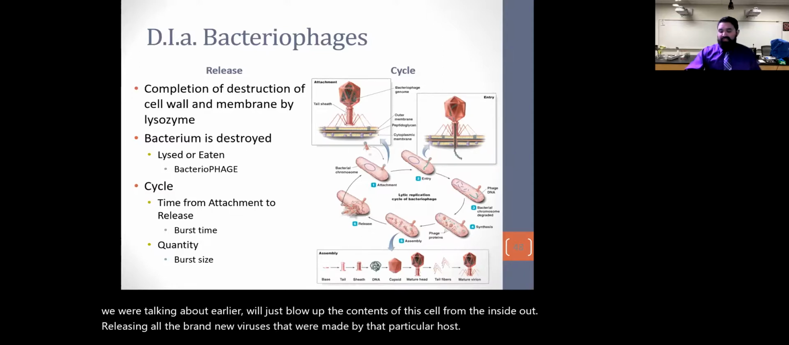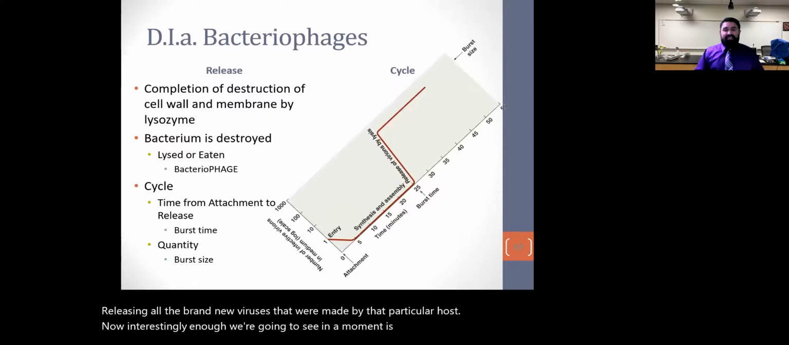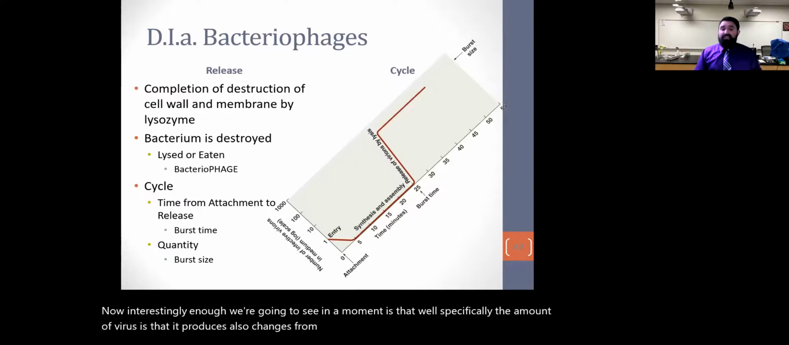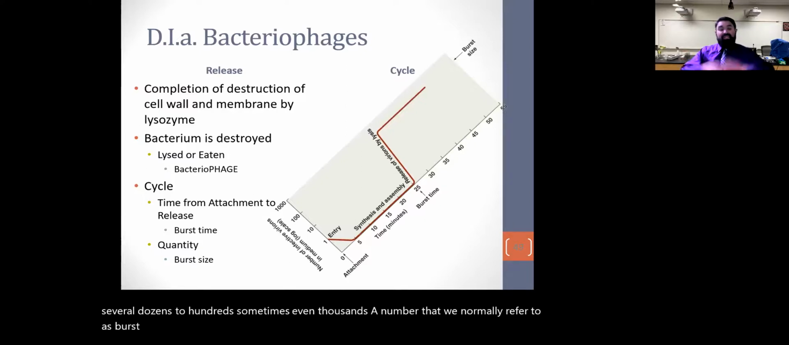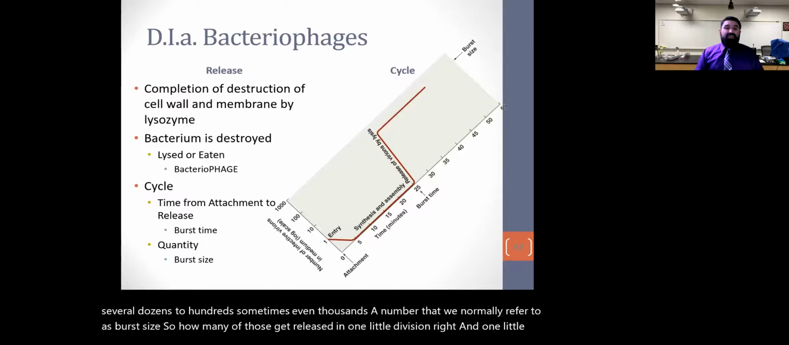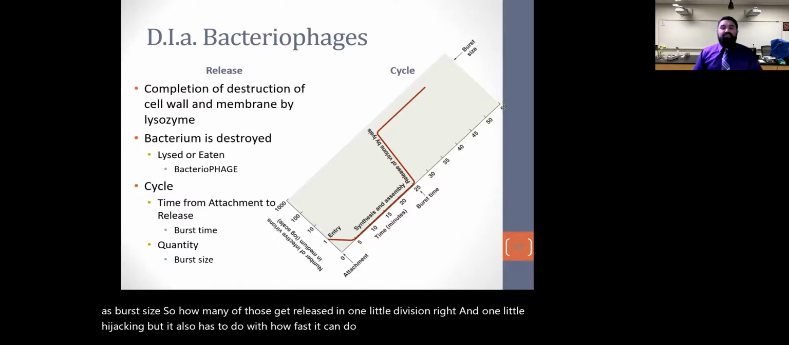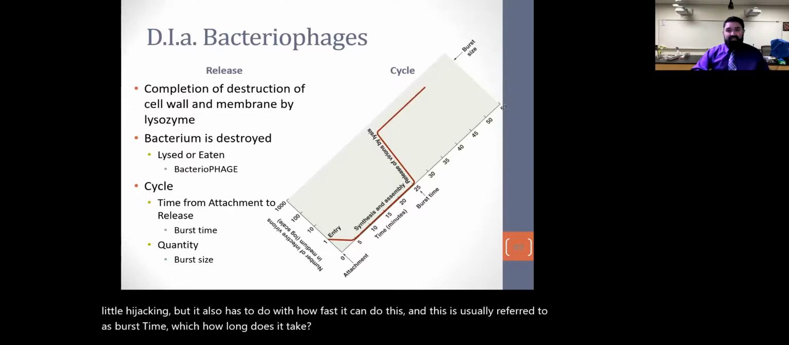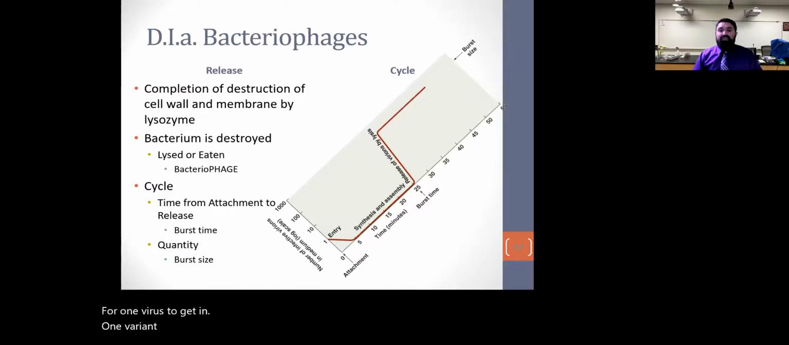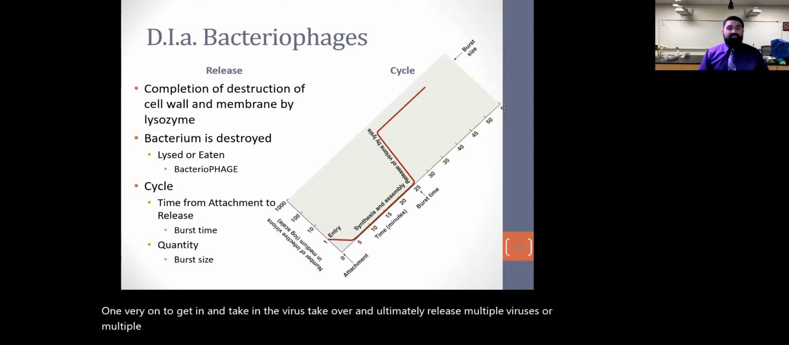Now, interestingly enough, what we're going to see in a moment is that the amount of viruses it produces also changes from virus to virus, but typically they are in the several dozens, the hundreds, to sometimes even thousands, a number that we normally refer to as burst size. So how many of those get released in one little division, right? One little hijacking. But it also has to do with how fast it can do this. This is usually referred to as burst time, which is how long it takes for one virion to get in, the virus to take over, and ultimately release multiple progeny. That's referred to as burst time.